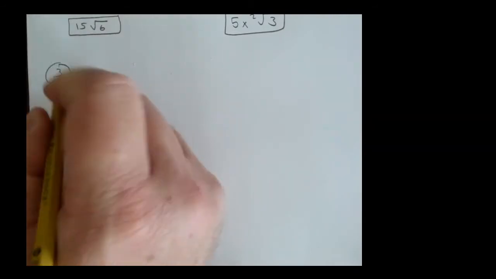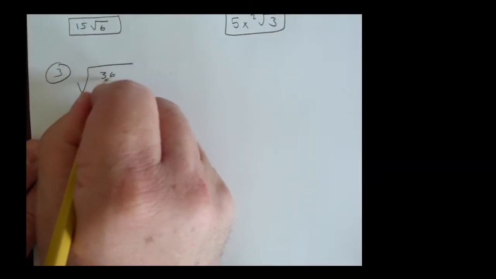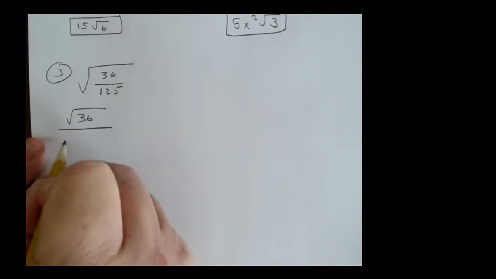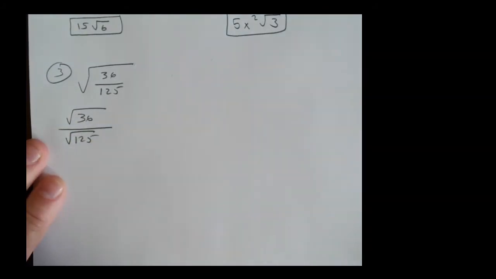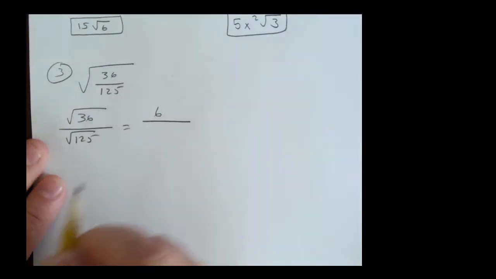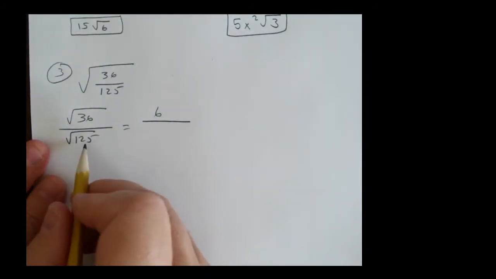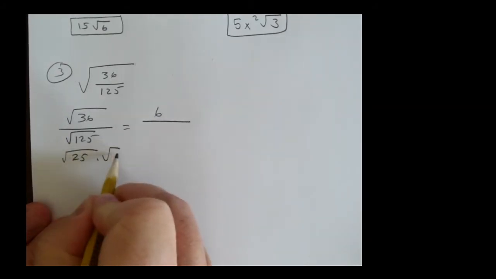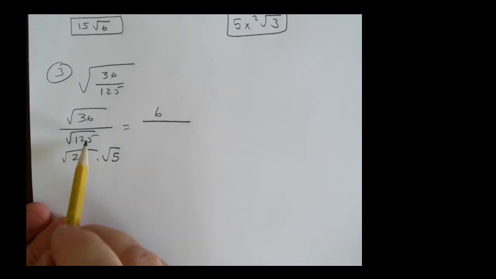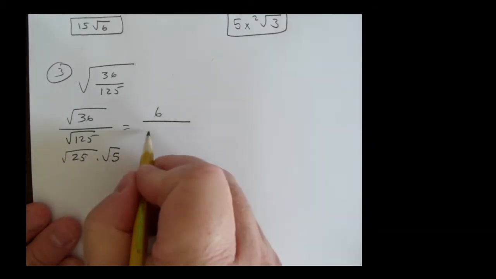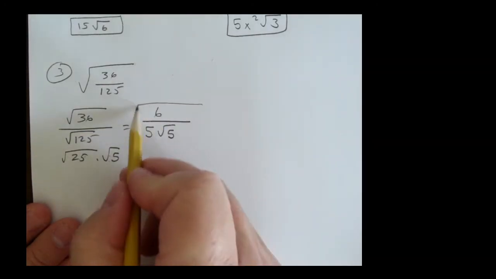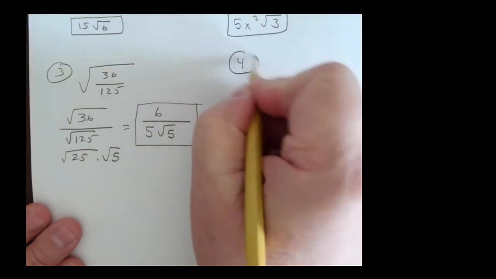Number 3. Square root of 36 over 125. Square root of 36 over square root of 125. We can do that. That's going to give you 6. And then square root of 125 is, what's our perfect square? Square root of 25 times 5. So 125, we can break it to that. And that becomes 5 root 5. And there's our answer for that one.